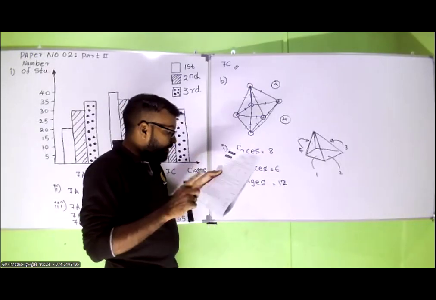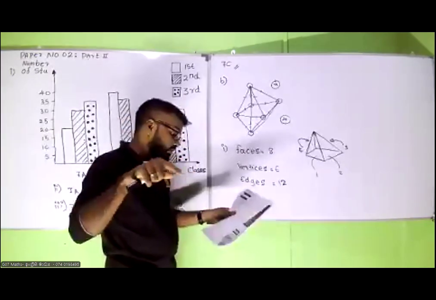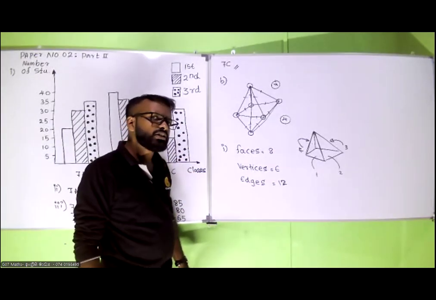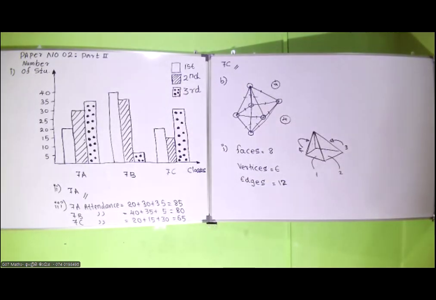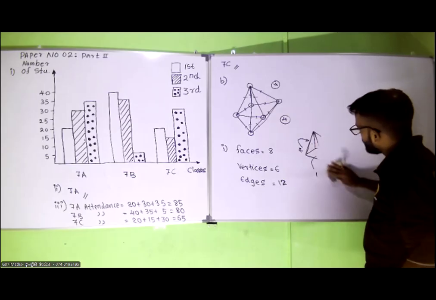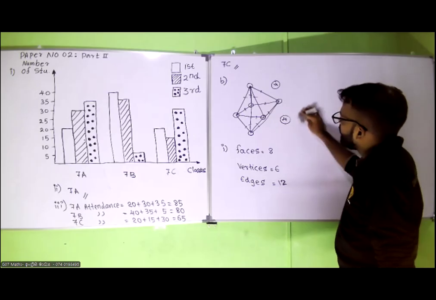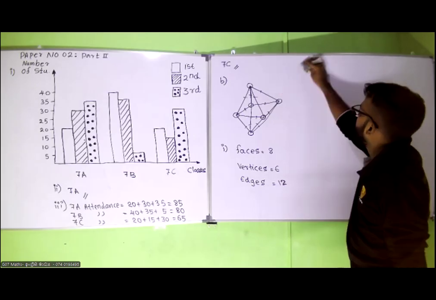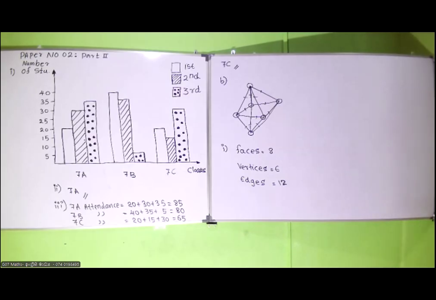Okay. So the second one: show that Euler's relationship is satisfied for this solid. What is Euler's relationship? What is that? Can anyone send it to me in the chat? What is Euler's relationship? Very easy one. You can type it and say. Euler's relationship.